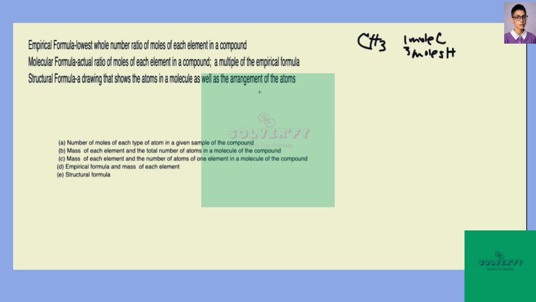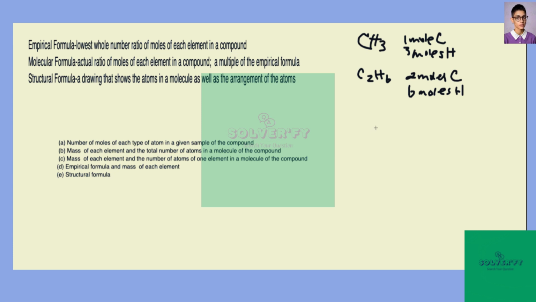The molecular formula is the actual ratio of moles of each element in a compound, and it's usually a multiple of the empirical formula. So a molecular formula for a compound that exists is C2H6. And you can see that this means that there are 2 moles of carbon and 6 moles of hydrogen in 1 mole of the compound. And you can see this is a multiple of the empirical formula.